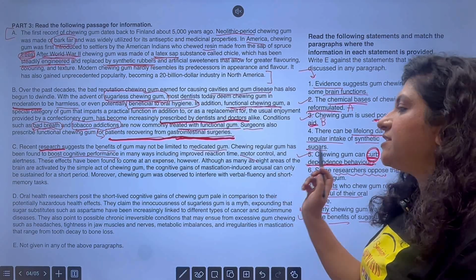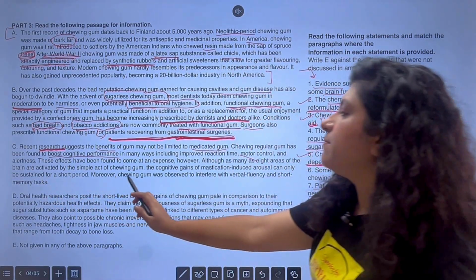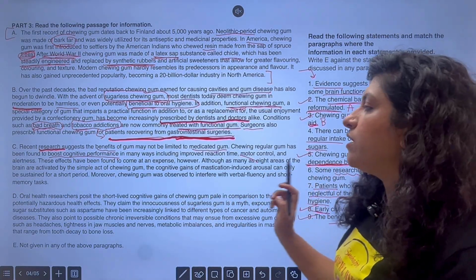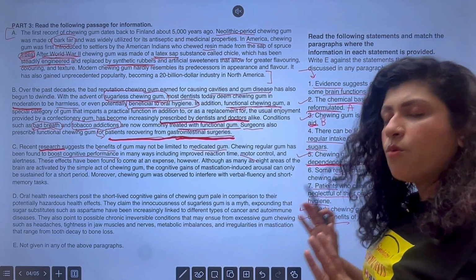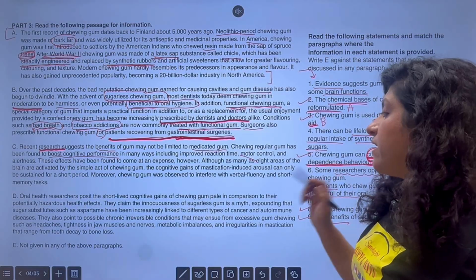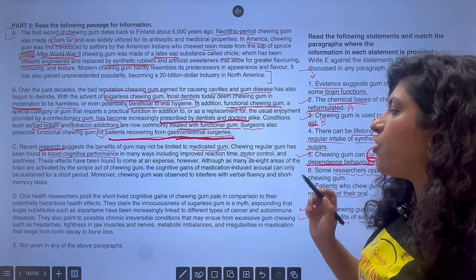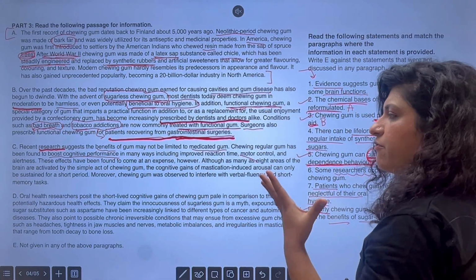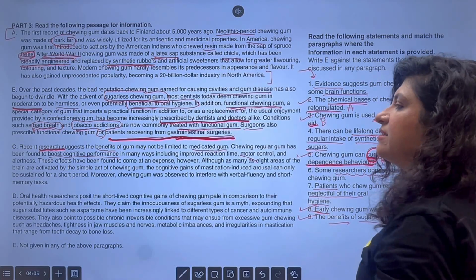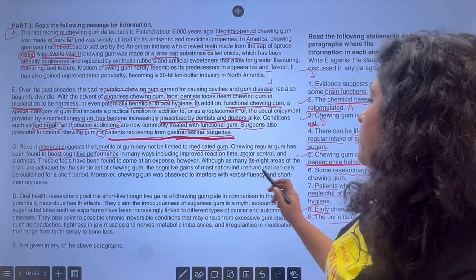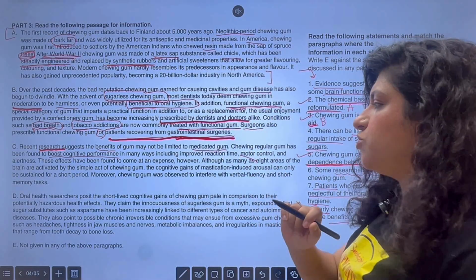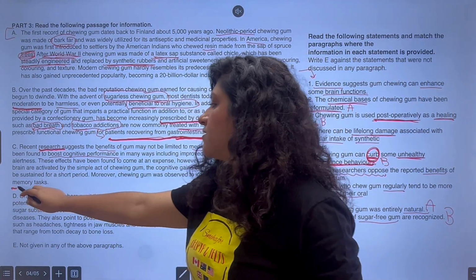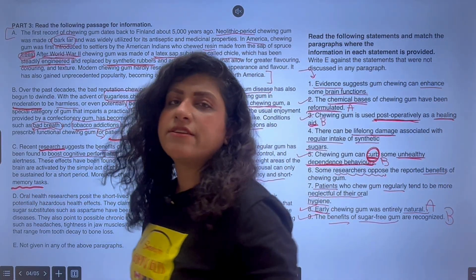Although as many as 8 areas of the brain are activated by the simple act of chewing gum, the cognitive gains of mastication-induced arousal can only be sustained for a short period. Moreover, chewing gum was observed to interfere with verbal fluency and short memory tasks. Now, this definitely talks about how it boosts cognitive performance. Then it says that this mastication-induced arousal is only for a short period in chewing gum. And it interferes with verbal fluency and short memory tasks. So, these are the 3-4 main points that are there in para C.